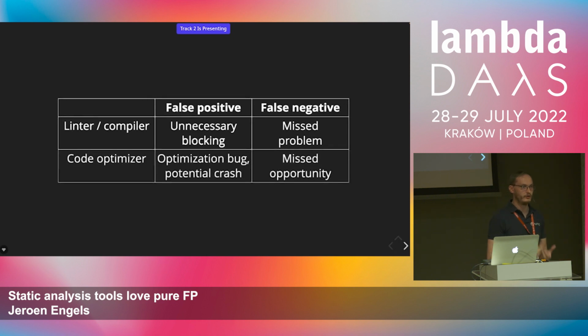If we talk about a code optimizer, a false positive would be the tool optimizing some code when it shouldn't. So that's going to potentially change the behavior, that's going to cause a crash, and that's going to be very hard to debug. And a false negative would be the optimizer doesn't apply an optimization when it should have. And that's going to be hard to notice. You're mostly going to notice it by saying, this is running slower than I expected.